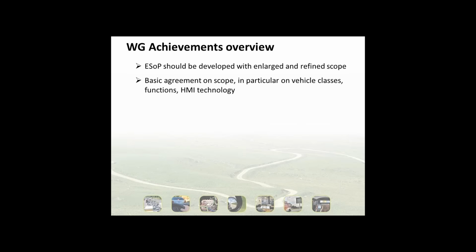I'd like to briefly summarize the results and the recommendations given. The report is about 25 pages with recommendations, but I think I do not have to discuss each single recommendation in detail, but just to give an overview of what the spirit of the document is. Well, first, the ESOP should be developed with an enlarged and refined scope, and Castro already mentioned this. Within the working group there was a basic agreement on the scope or elements of the scope, particularly on vehicle classes, functions, and HMI technology.